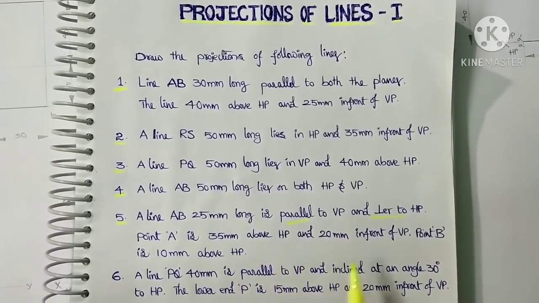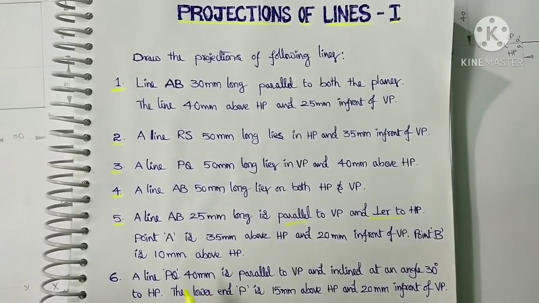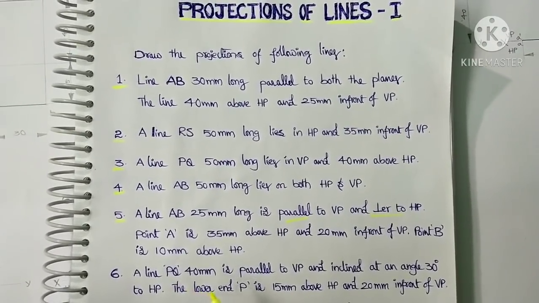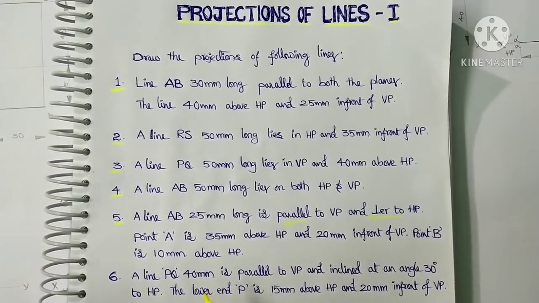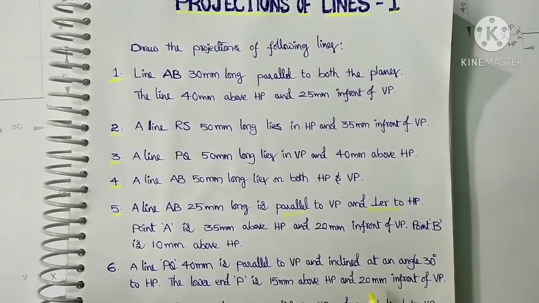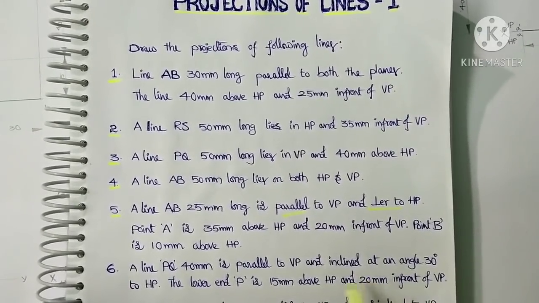Similarly, it is inclined 30 degrees to the HP. So up to that particular condition, the line position is over. And next, if we observe the next half, the lower end P is 15 mm above HP and 20 mm in front of the VP. So this is the condition.